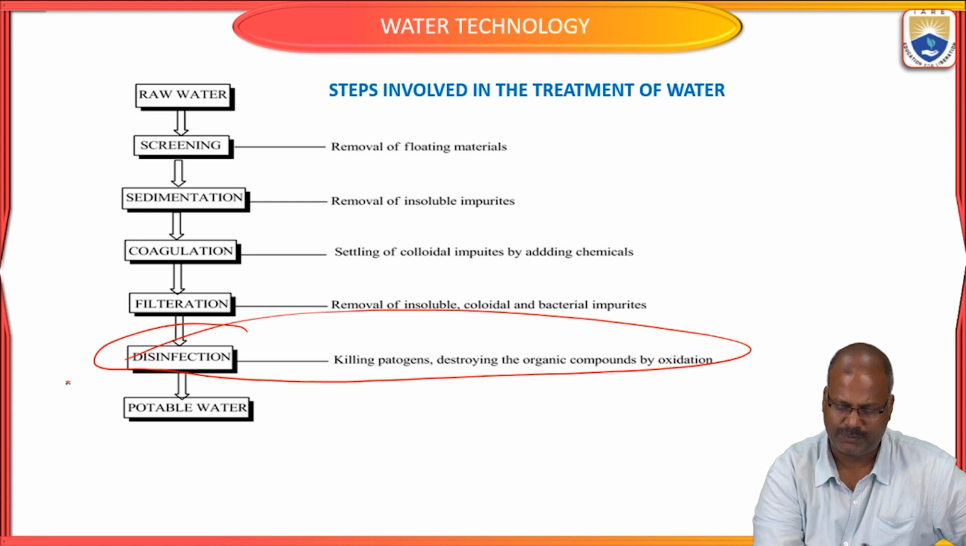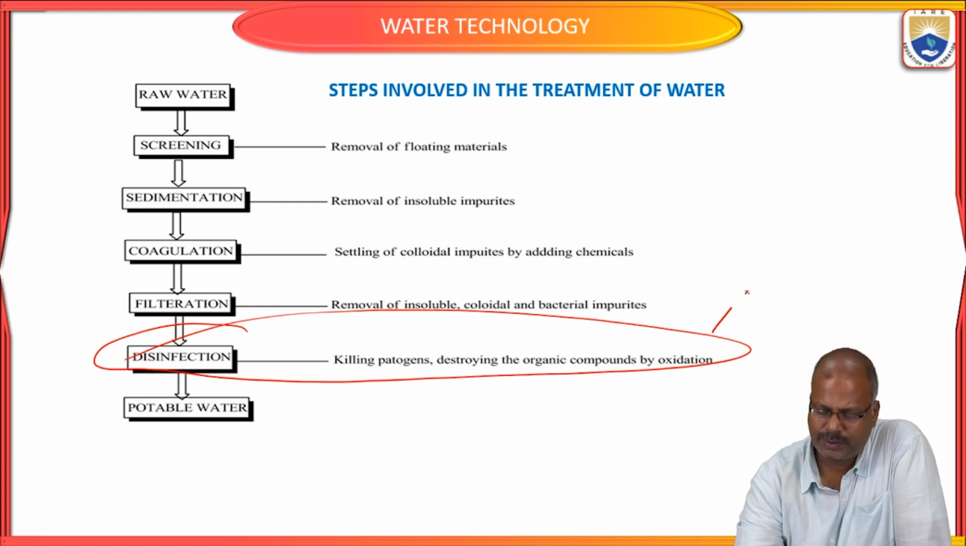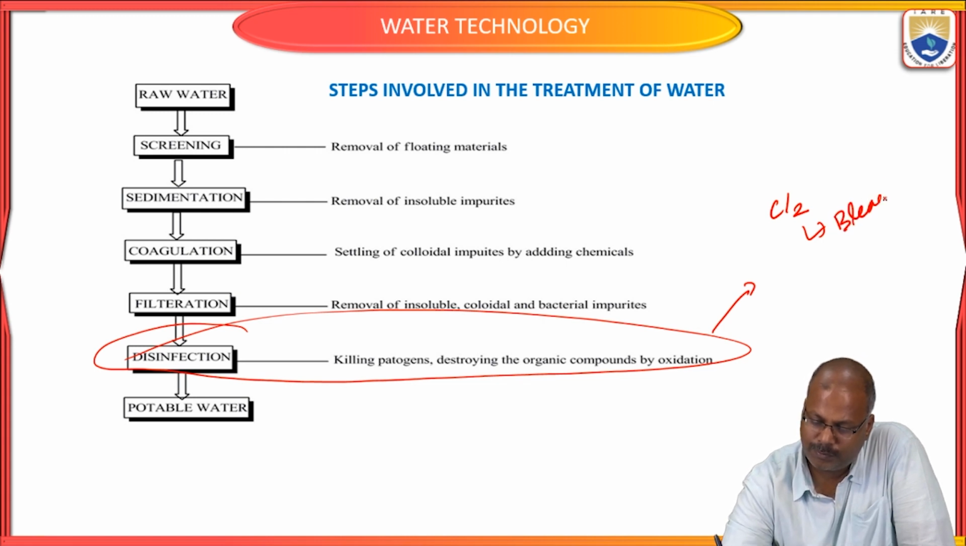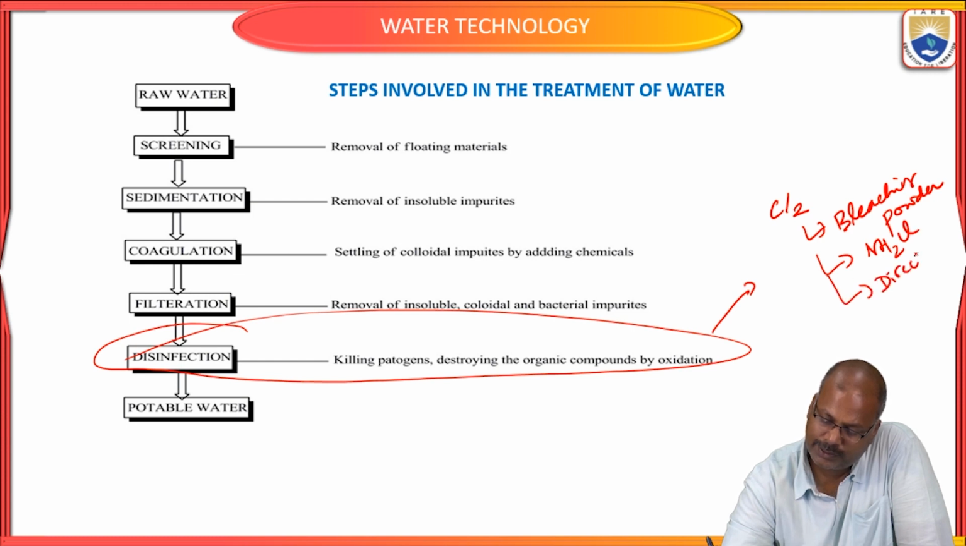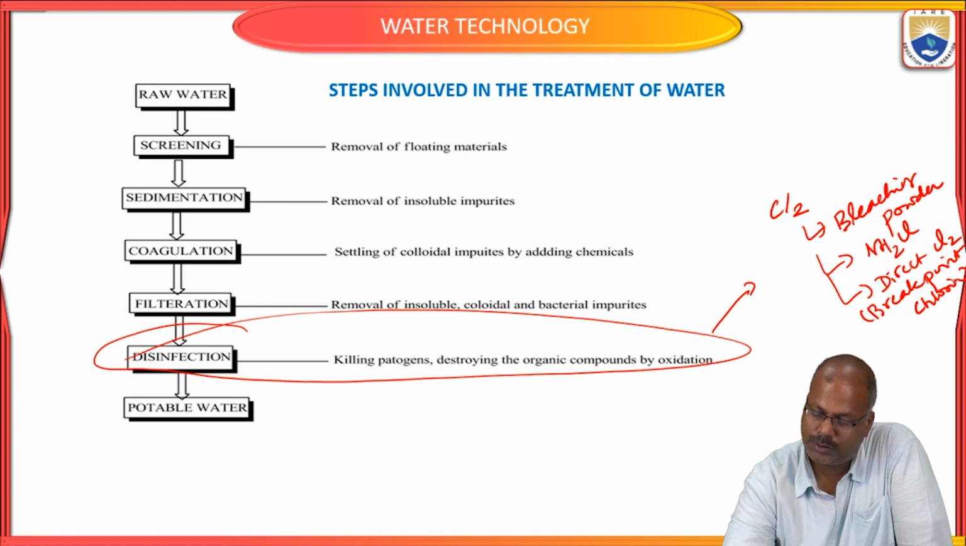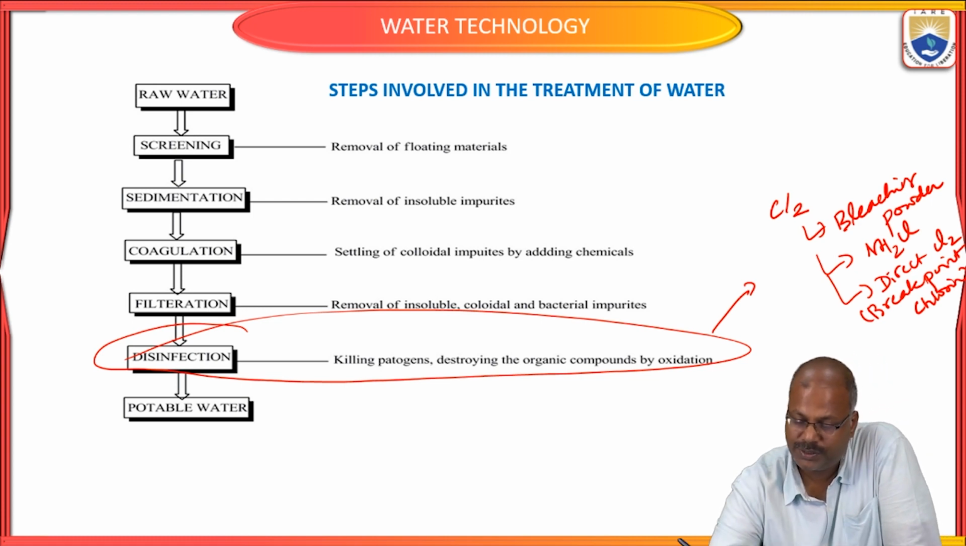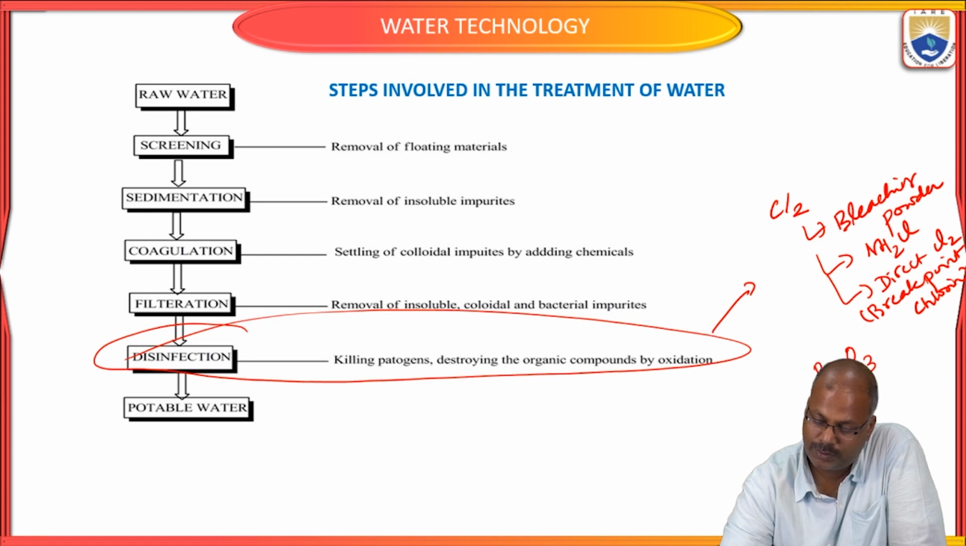So, this is the step we have seen by chlorination. In chlorination we have seen using bleaching powder. Second, chloramine. Third, direct chlorination, that is breakpoint chlorination. Okay, and also we have seen disinfection by ozone.